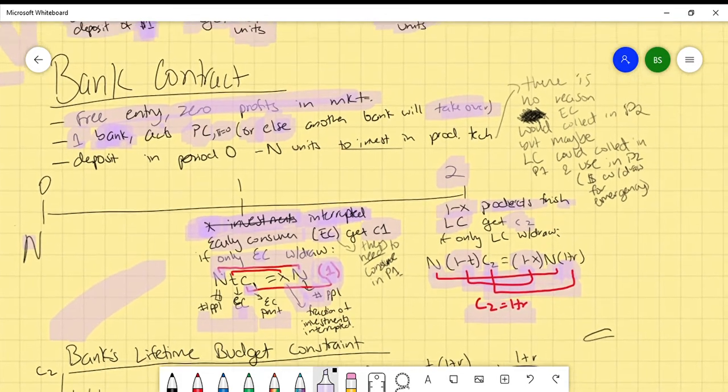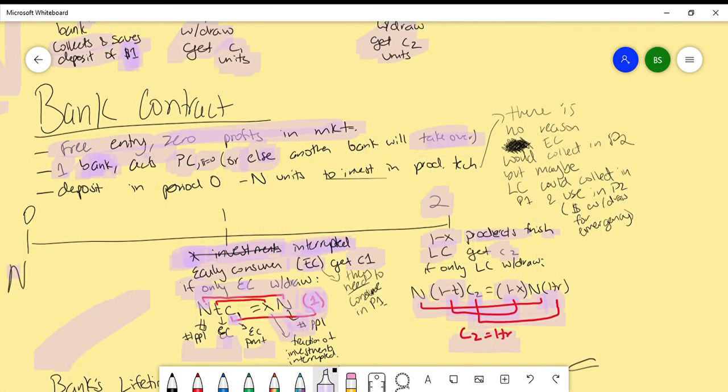Another thing: here I said something about how if only early consumers withdraw and if only late consumers withdraw. We had to mention that because there could be an option where the early consumers decide to consume in period 2 and the late consumers decide to consume in period 1. However, we're going to prove here that there is no reason. First of all, there is no reason that early consumers would collect in period 2. An early consumer has to consume in period 1, right now, maybe they need the money for surgery. So they have to take it out in P1.